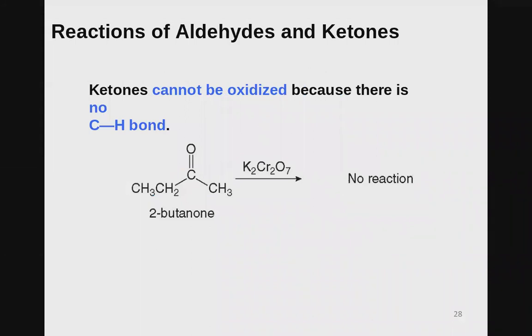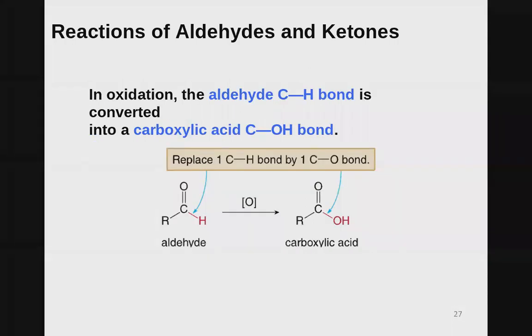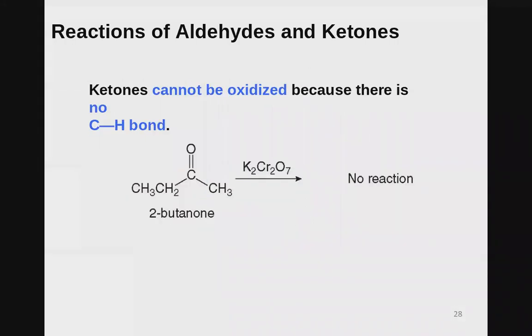Now, ketones cannot be oxidized. They just can't. They don't have that CH bond. So when ketones are treated with an oxidant, in this case we've represented oxygen with the O in brackets. But remember, if we see K2Cr2O7, that's also called an oxidant. That's what's doing the oxidation reaction. Ketones don't have that CH bond here or here. Thus, they cannot be oxidized.